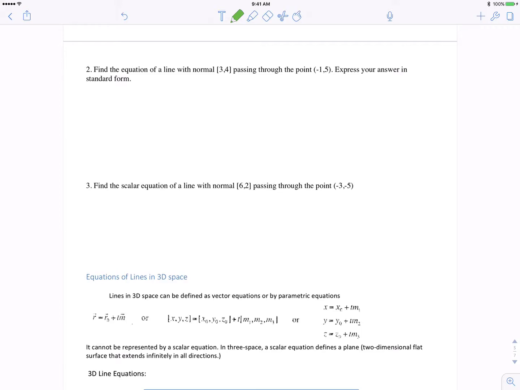Something a little bit easier, find the equation of a line with this normal passing through the point -1, 5. So I have my normal, and I can convert that into my direction vector. And I now have a point, so I can write the equation x comma y. Oh, I wanted it in standard form. Of course it did.